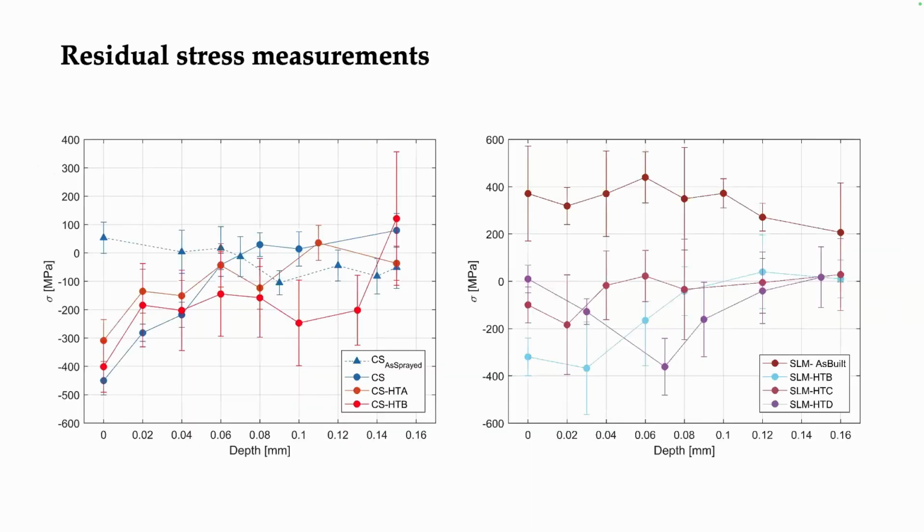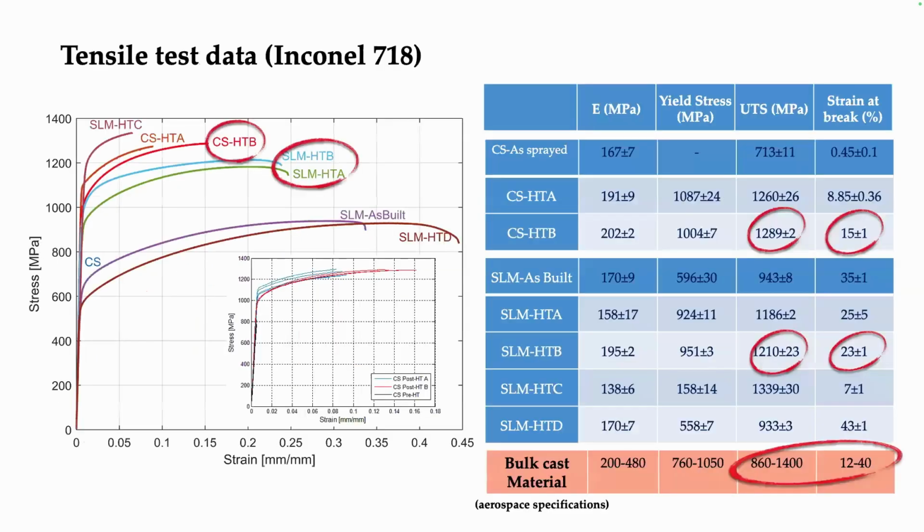We performed also X-ray diffraction for residual stress measurements. Contrary to the very high tensile residual stress values that we have for SLM samples, in cold spray we have almost zero or slightly negative residual stresses. And here are the tensile test data on our samples with different heat treatments. In the as-sprayed condition, because of the work hardening due to the severe plastic deformation of the samples, we have almost no ductility, as you can see here in this table.